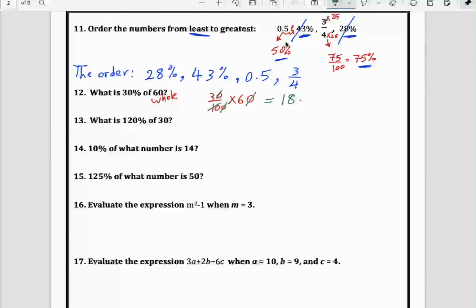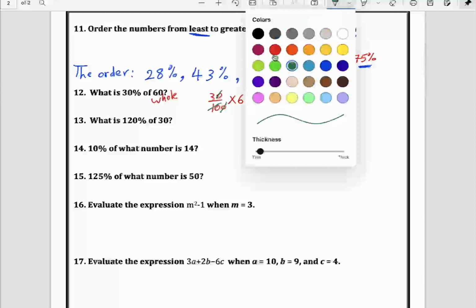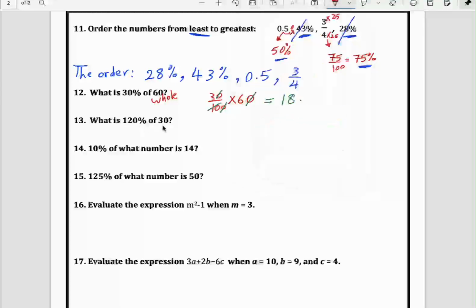Let's do the same with question number 13. In question number 13, what is 120% of 30? So the 30 here is the whole. So you will multiply it by the percent, 120 over 100 times 30. You can simplify it, of course. Here I see that I can remove the zeros. I can remove this 0 and this 0, dividing by 10, both numerator and denominator. And the same, remove this 0 and this 0. And now you need just to multiply 12 by 3. It will be 36.